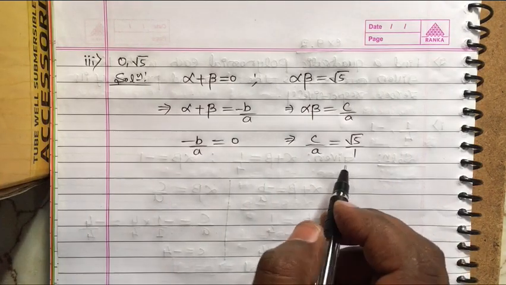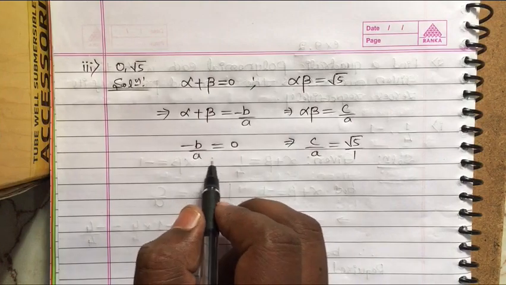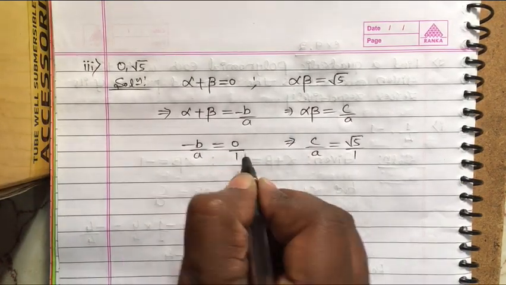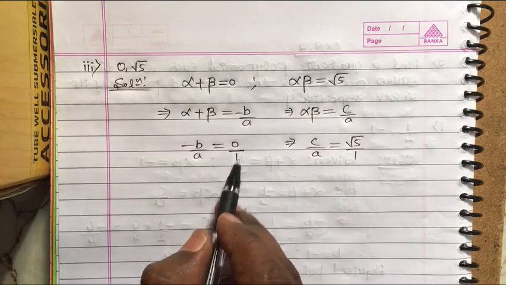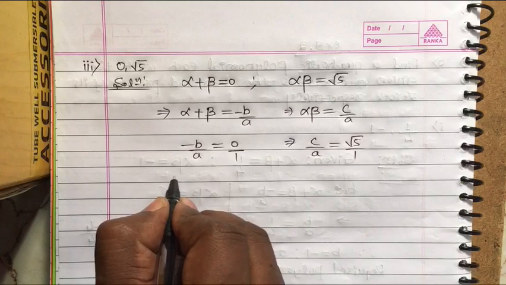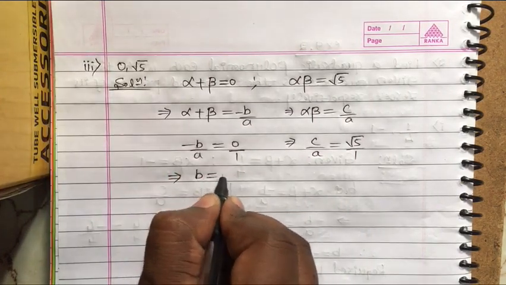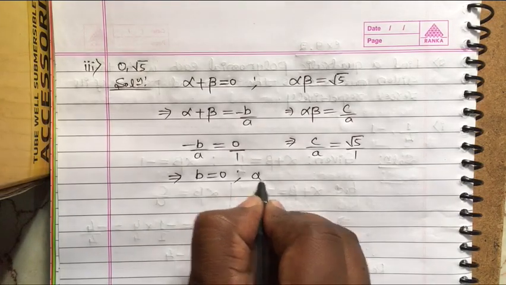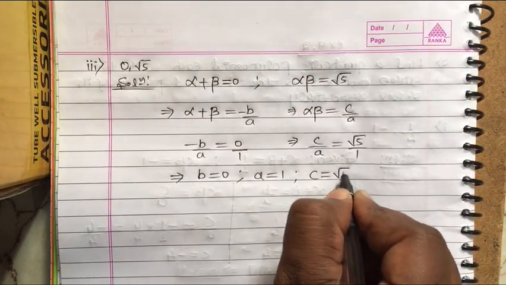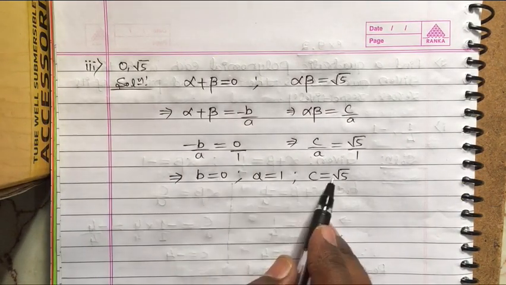So here the value of a is 1, so 0 can be written as 0 by 1, because 0 by anything is always 0. That is why I have written 0 by 1. So this implies minus b equal to 0 or b equal to 0, and then a is equal to 1, and then c is equal to root 5. We have got all the three values now, a, b, c.